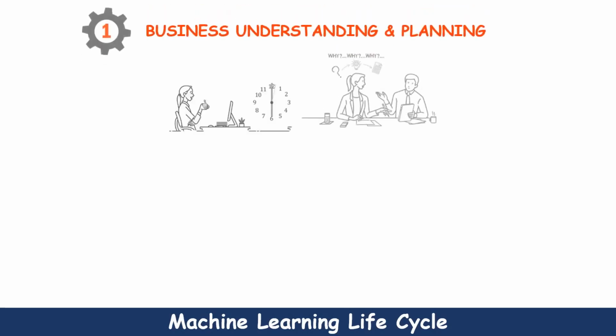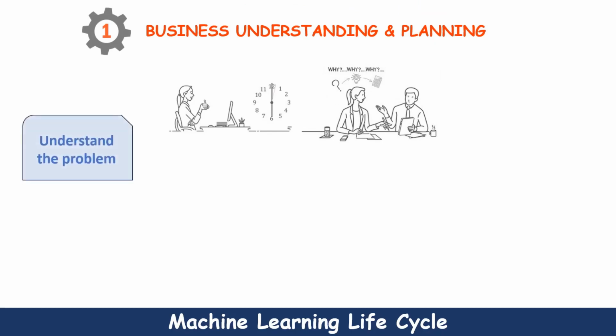So let's understand now all these phases of machine learning life cycle. As we know, the first step is business understanding and planning. The most important thing in the complete process is to understand the problem and to know the purpose of the problem. The good result of the project depends on the better understanding of the problem.